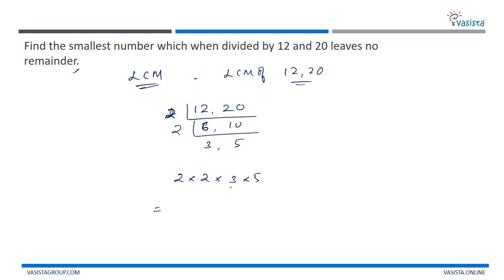This answer you are going to get: 5 3s are 15, 2 2s are 4. 15 into 4 is 60. So 60 is the smallest number which when divided by 12 as well as 20 leaves no remainder. You can check with division also, right? Fine.